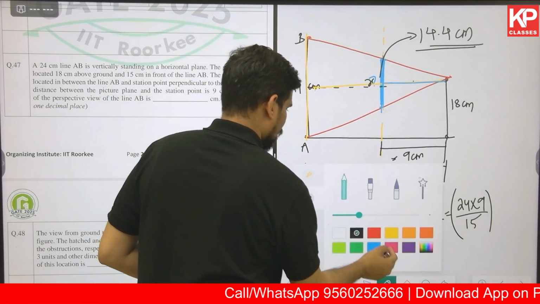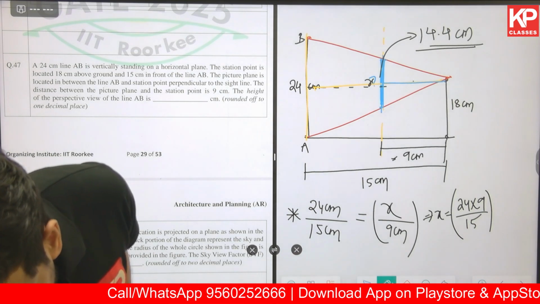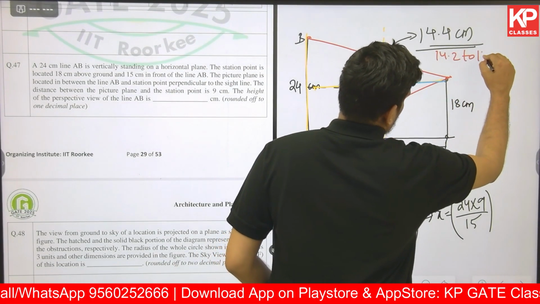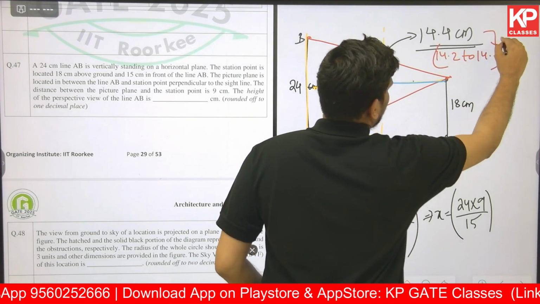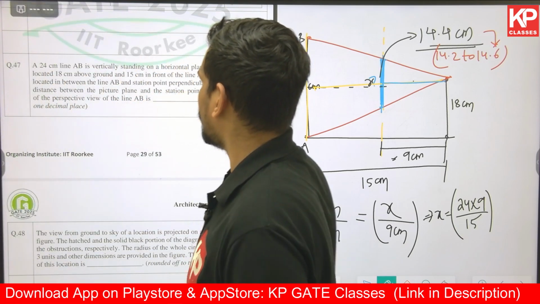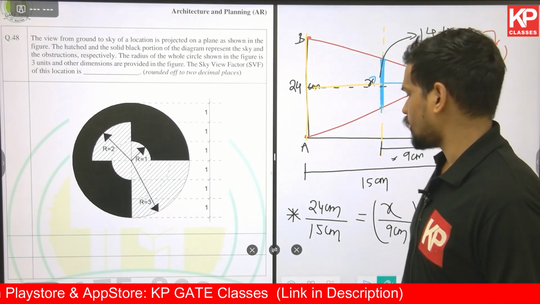The official answer key's range for this question, question number 47, is given as 14.2 to 14.6, which is exactly in the middle of this given range. So we are fine with this question. Number 47 for 2 marks in the GATE 2025 question paper.